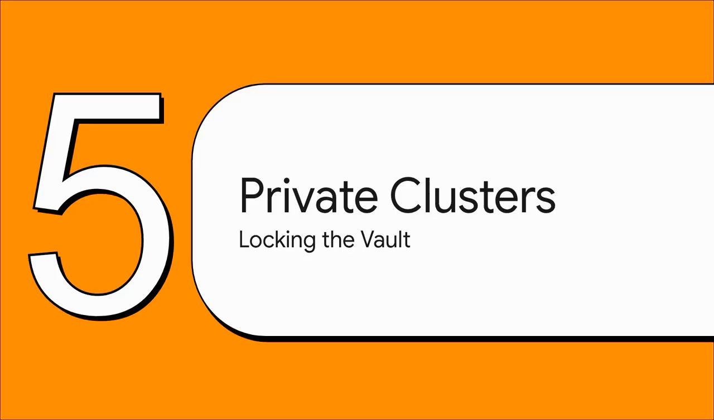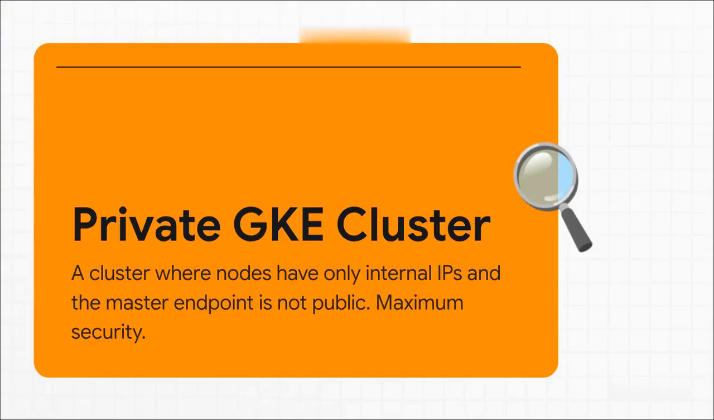All right. Our app is now global. It's handling more users, more data. It is time to upgrade our security to the maximum level. It's time to build a fortress by locking the vaults. And that fortress is called a private GKE cluster. So what does this mean? It's a GKE cluster where your nodes have 0 public IP addresses. And even more important, the Kubernetes control plane, the master endpoint itself, is also not exposed to the public internet. This drastically reduces your attack surface. It is the gold standard for security.